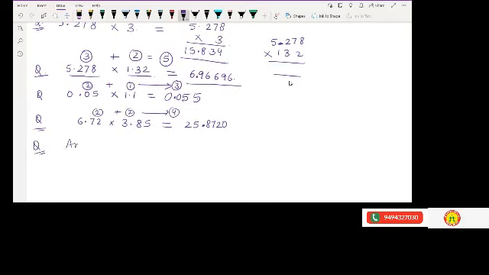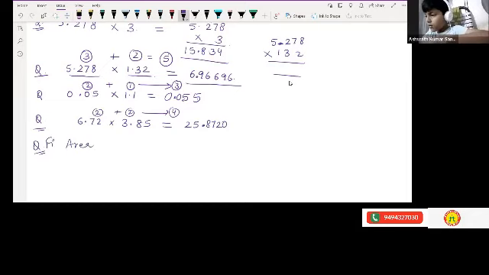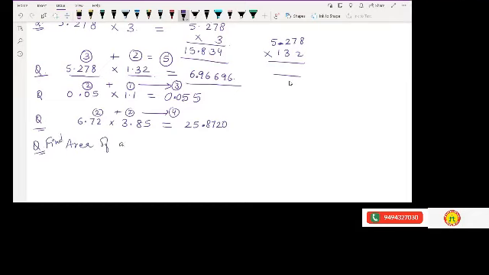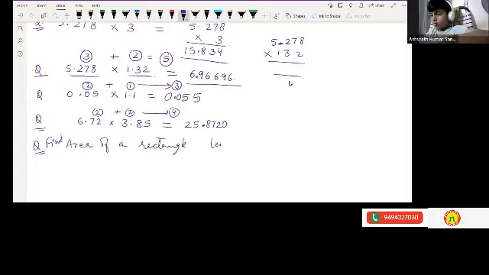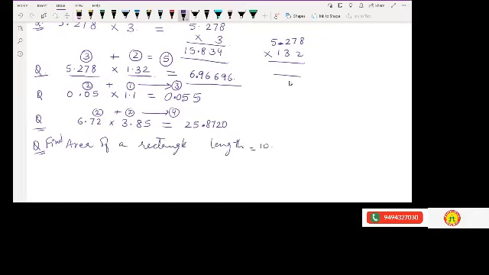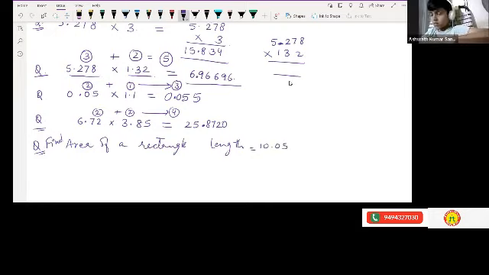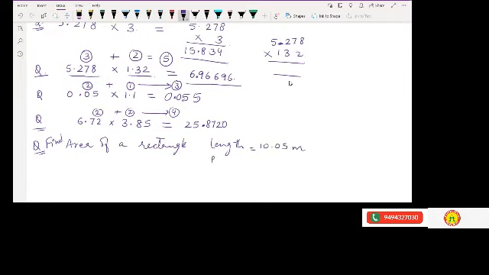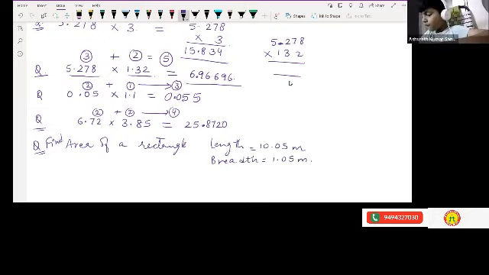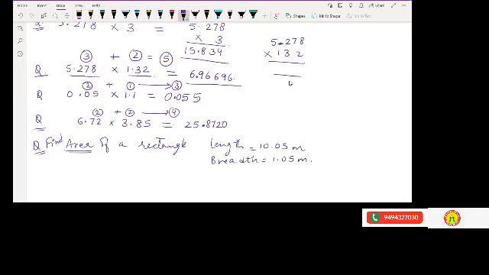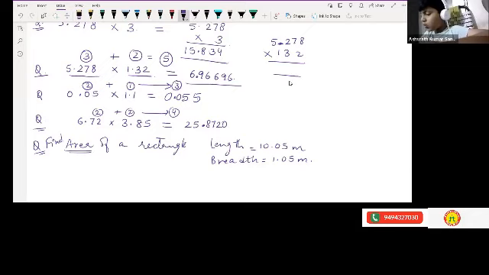Okay. Now, find the area of a rectangle whose length is given as 10.05 meter and breadth is given as 1.05 meter. So please find the area of the rectangle. Can you do it? Yes, do.